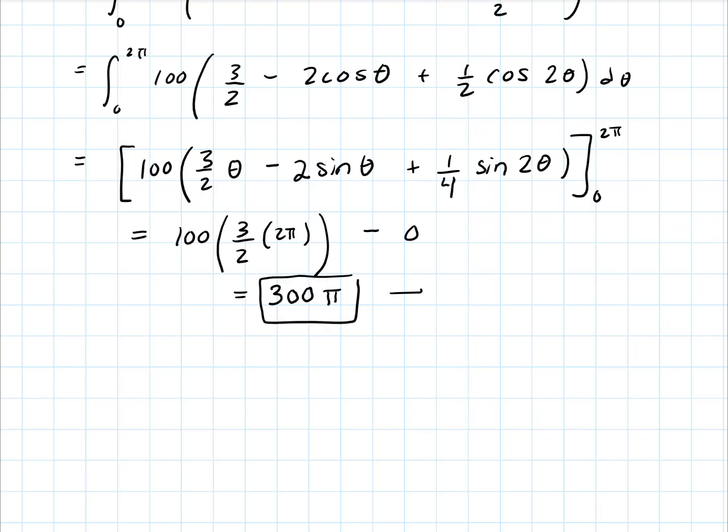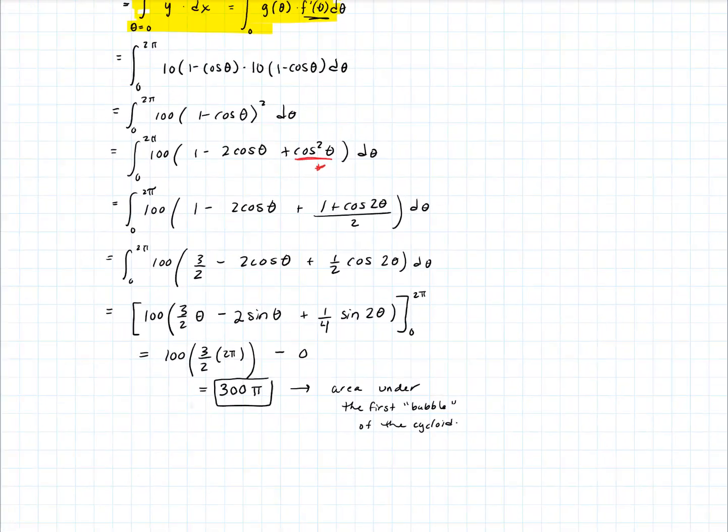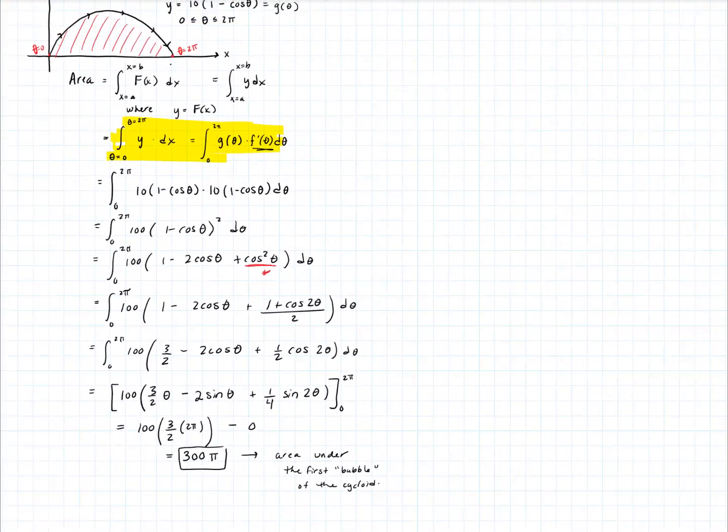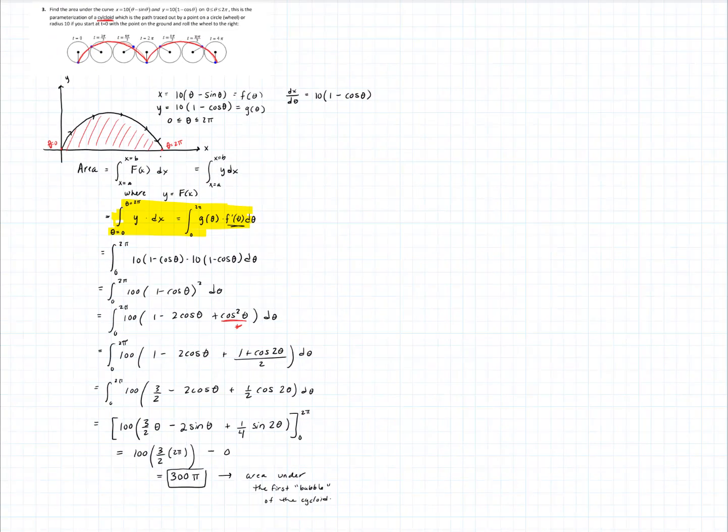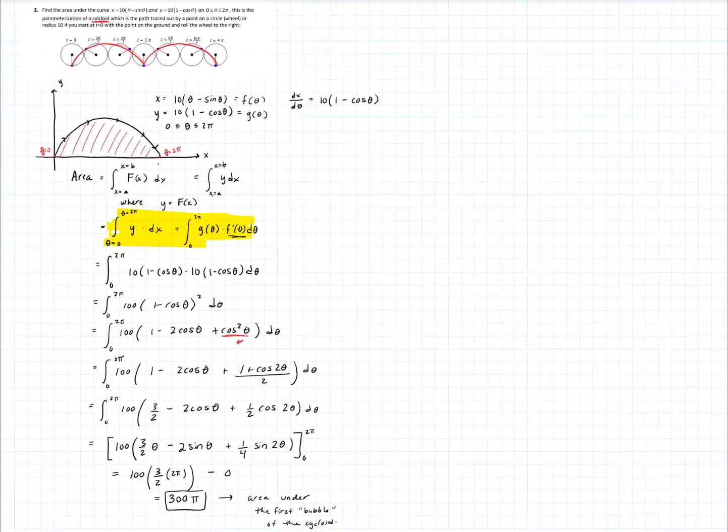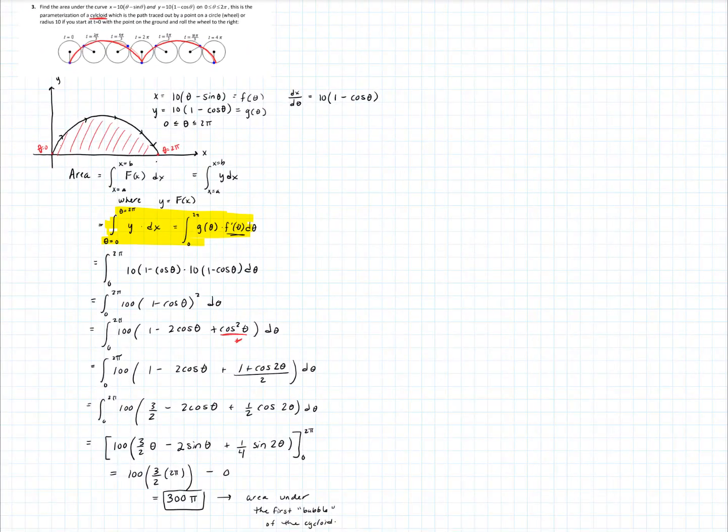And that represents the area under the first, I guess we could call it bubble, of the cycloid. All right, so let's zoom out here and get it all back on the same page. I know it's kind of small, but there we go. That's what we're looking at.